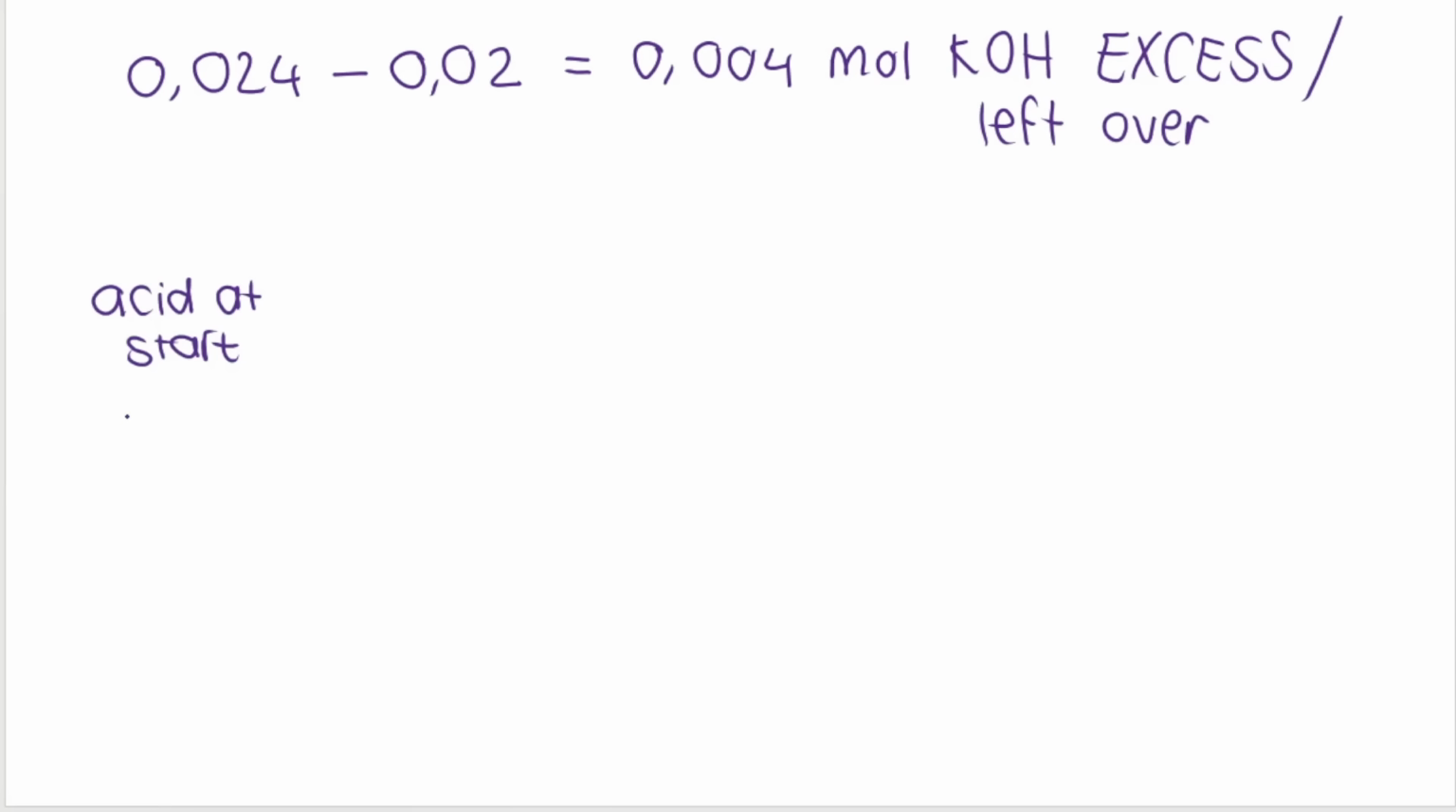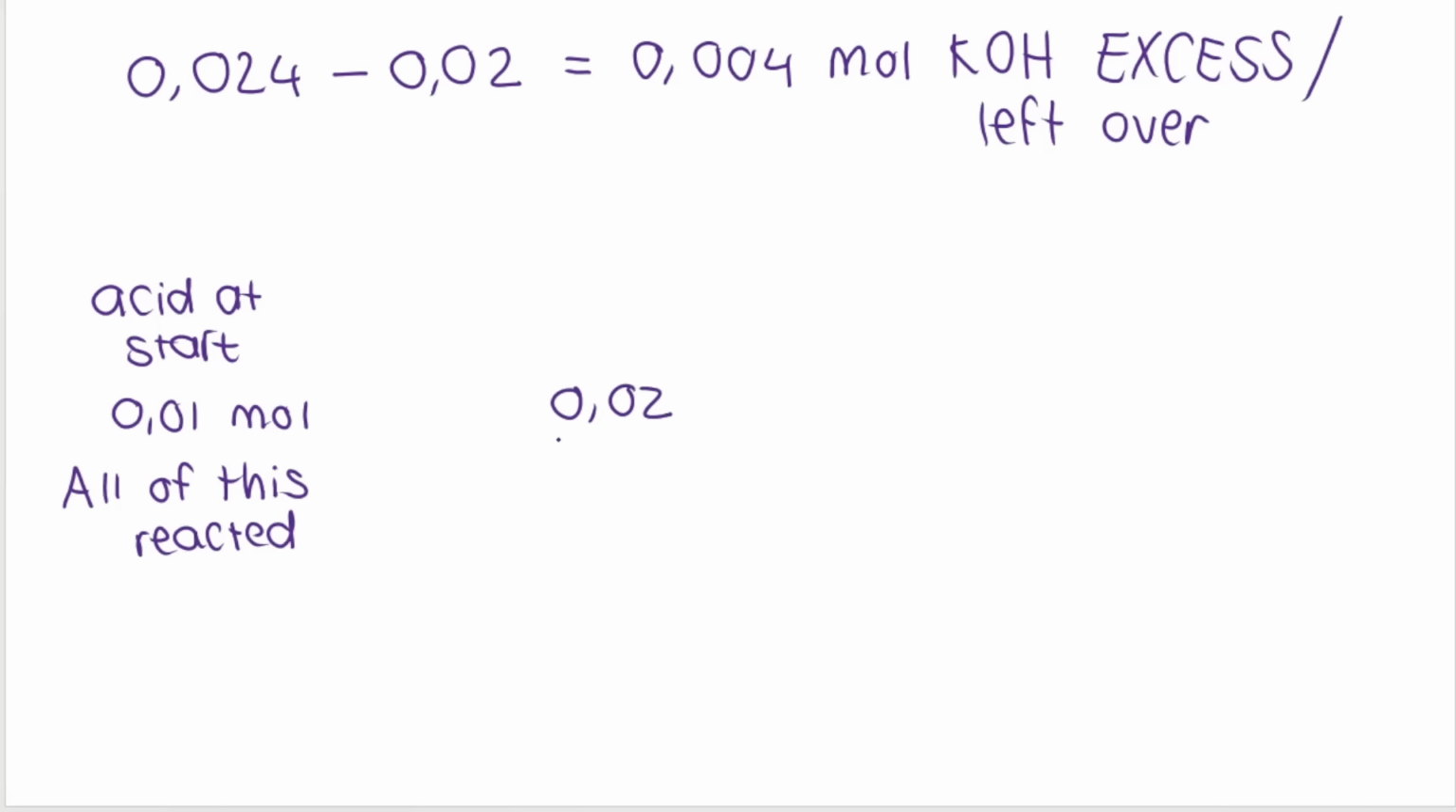So just to break it down, we had 0.01 moles of the acid at the start. All of this reacted. And we used the mole ratio to figure out how much base would react. We said 0.02 of the base reacted. But we had 0.024 of the base at the beginning. So therefore, what's left over in the container is 0.004 moles of KOH.